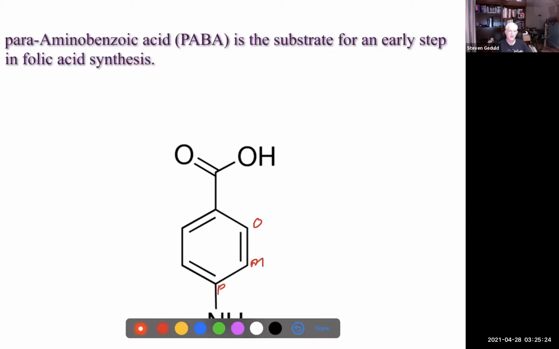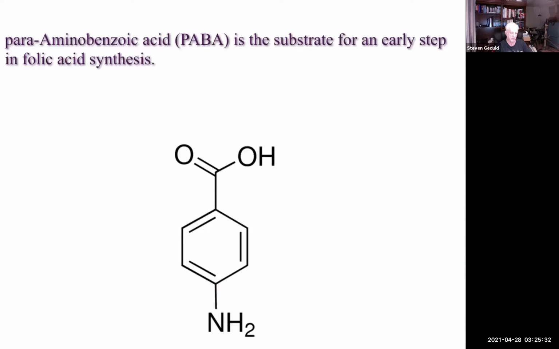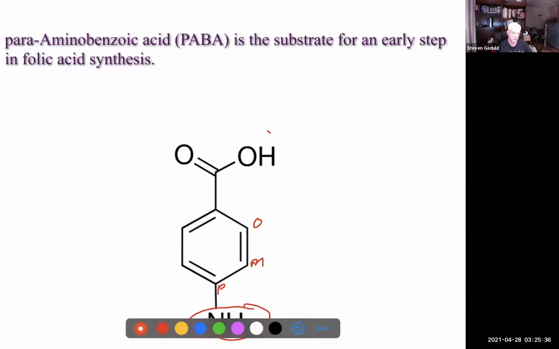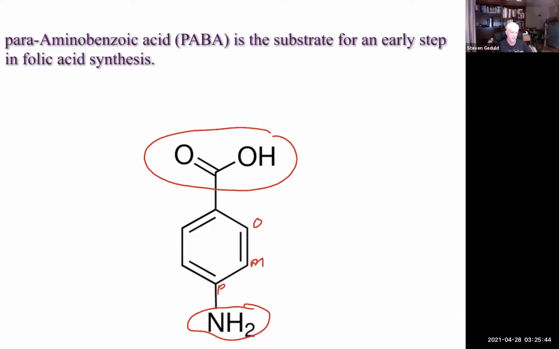So it's para-amino. There's an amine group at the para position of benzoic acid. There's your amine group right there. This is your benzoic acid. So para is just where it's located, in the ortho, meta, para positions. So para-aminobenzoic acid. That's what you use to first make folic acid.